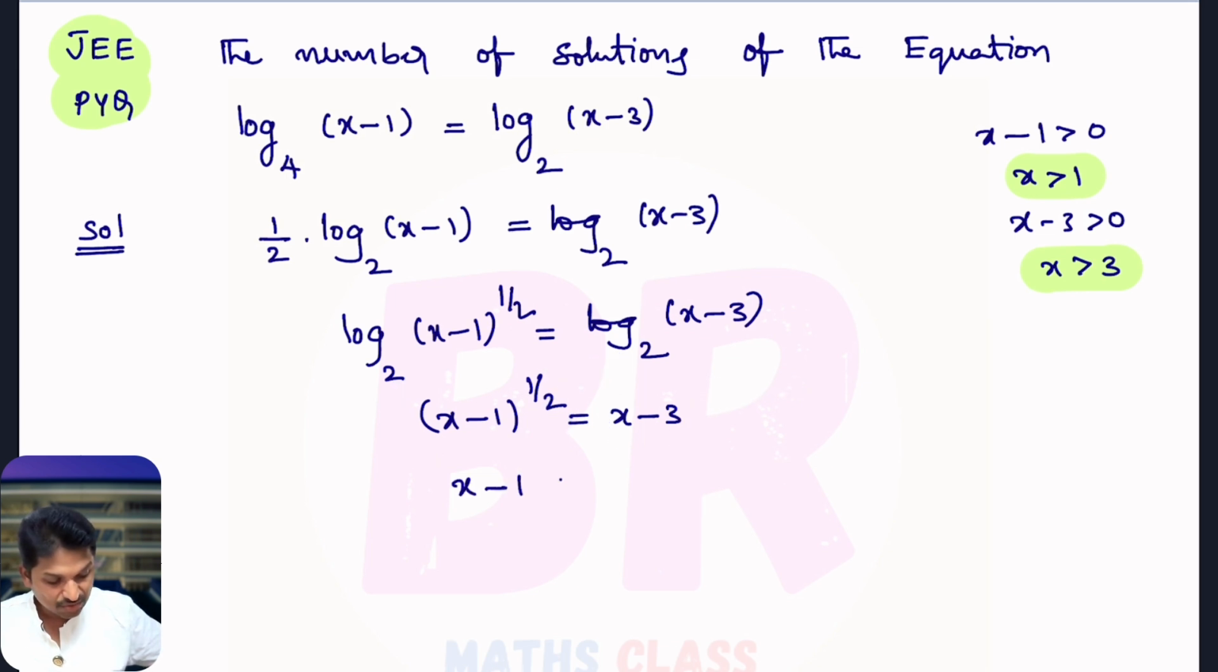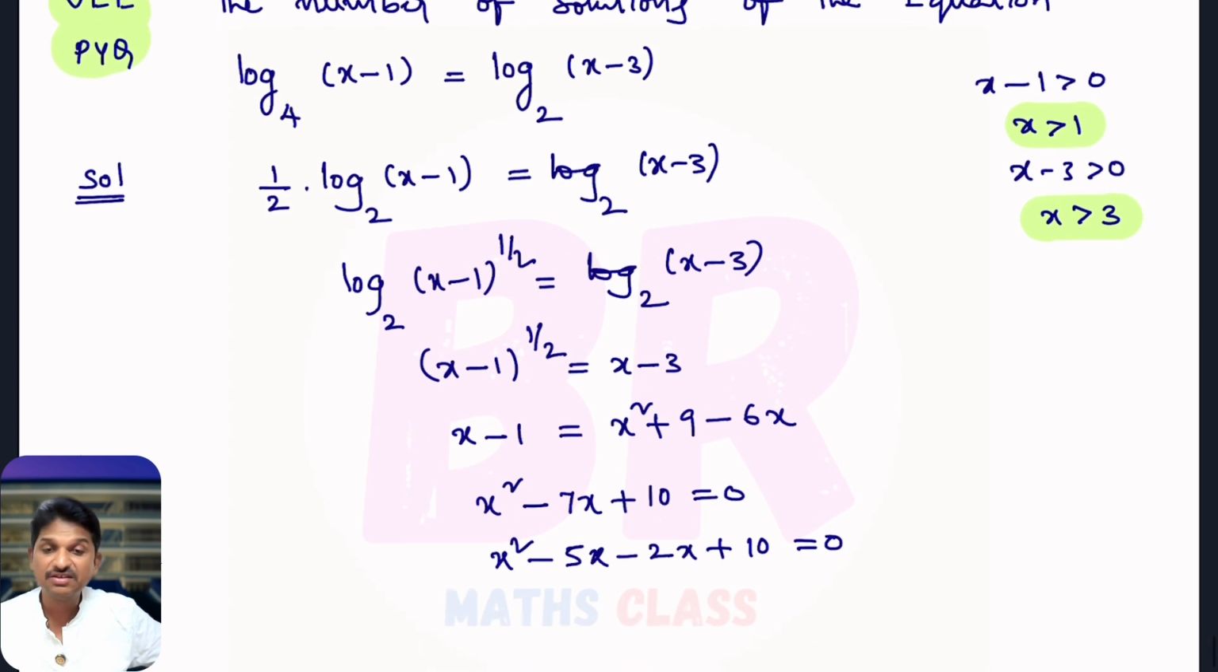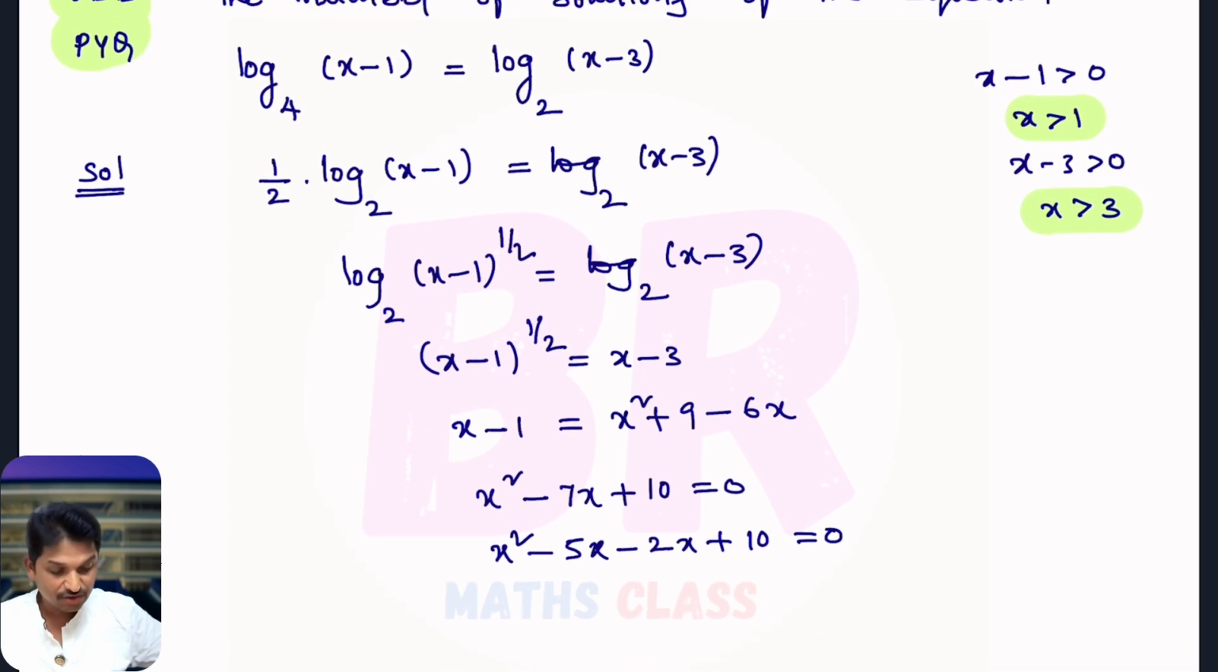So x minus 1 equal to x minus 3 whole square, that is x square plus 9 minus 6x. You simplify this: x square minus 6x minus x, that is minus 7x plus 10 equal to 0. Okay, split the middle term. This 7x can be written as minus 5x minus 2x plus 10 equal to 0. As here minus 5 minus 2 is there, directly you can write its factors: x minus 5 into x minus 2 equal to 0.